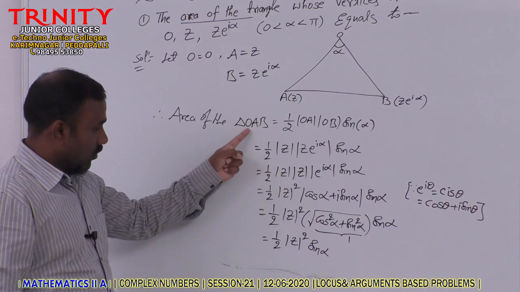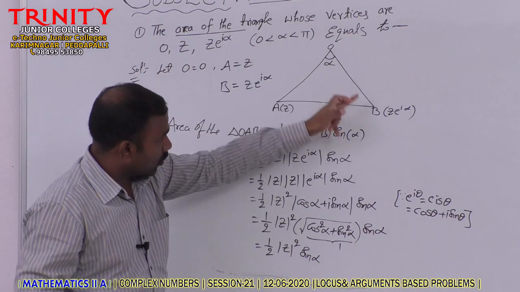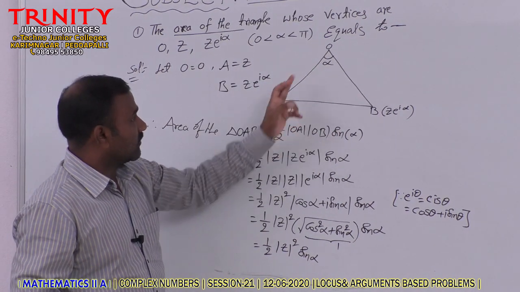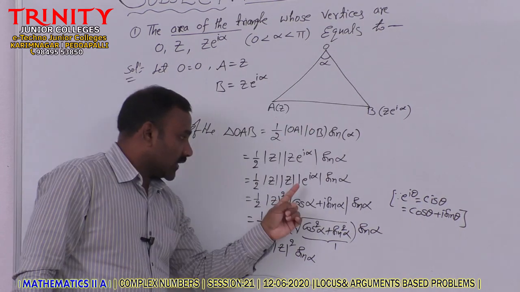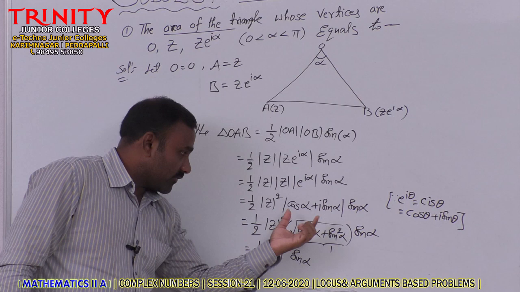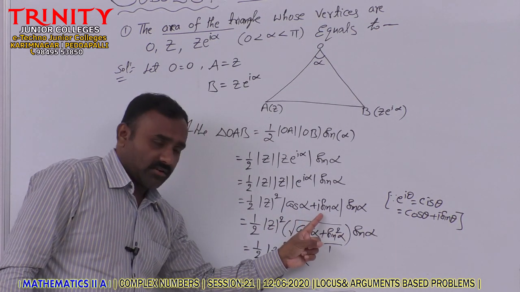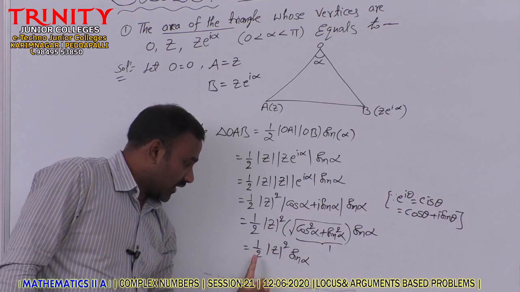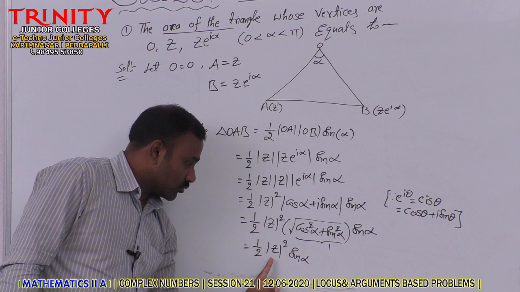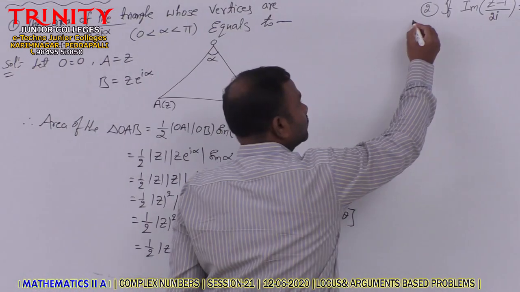OAB. Area of the triangle OAB is half into OA into OB, sine of angle between OA and OB, that is nothing but alpha, and here e to the power of i alpha we are replacing by using Euler's form cos alpha plus i sin alpha. Cos alpha plus i sin alpha modulus is 1. That's why the area of the triangle is 1 by 2 mod z square into sin alpha. We'll go for the next problem.